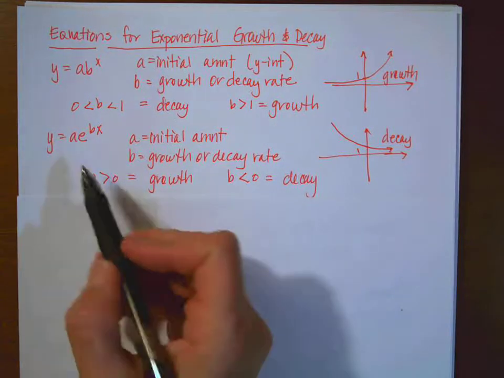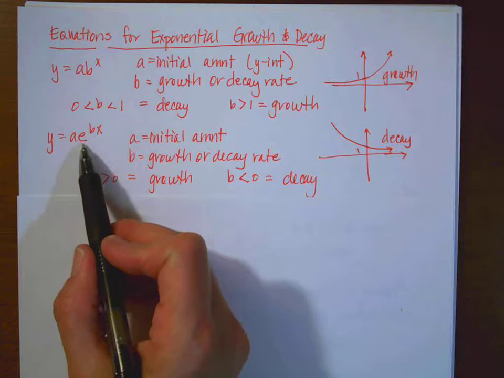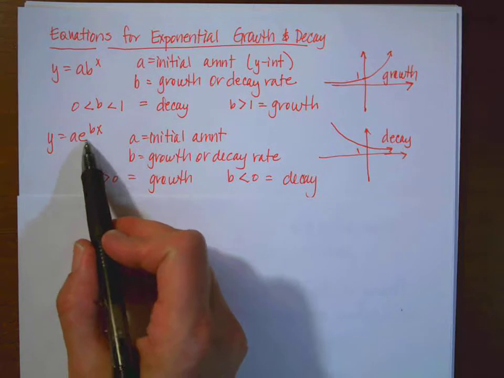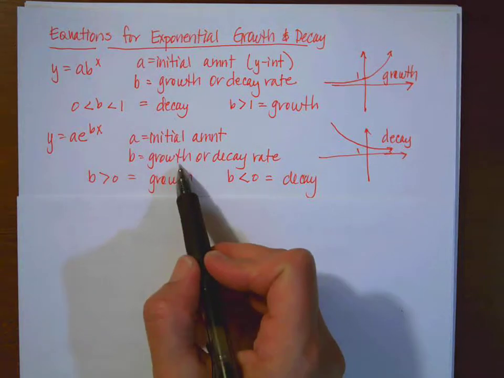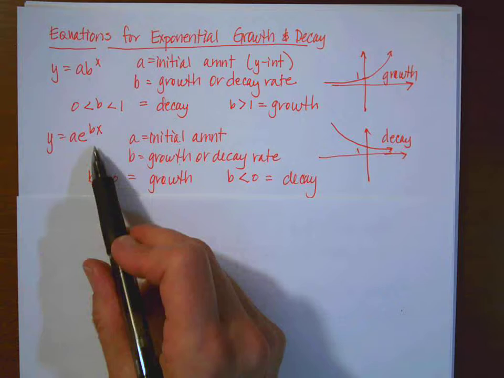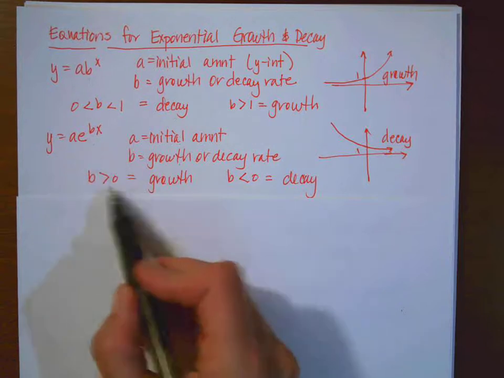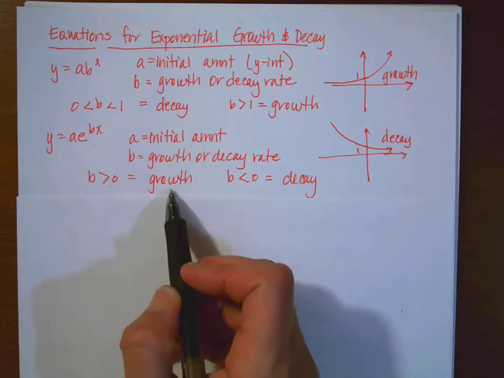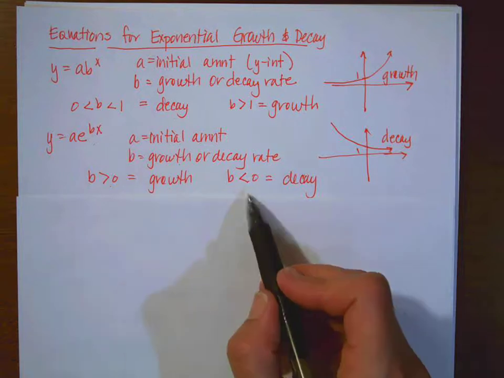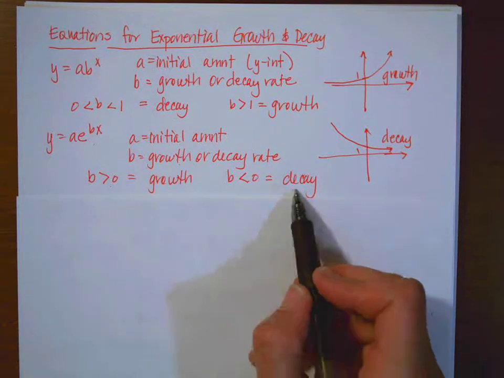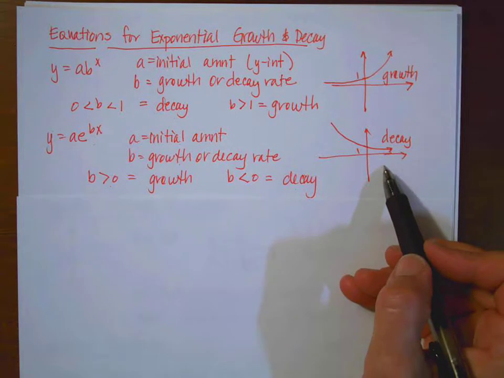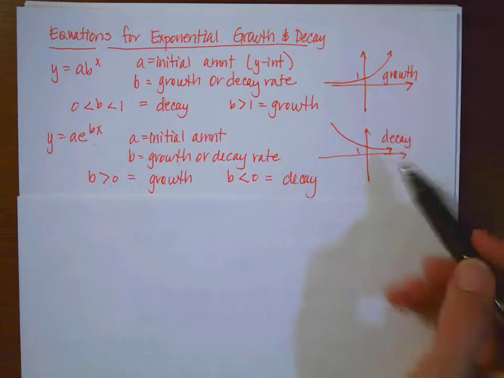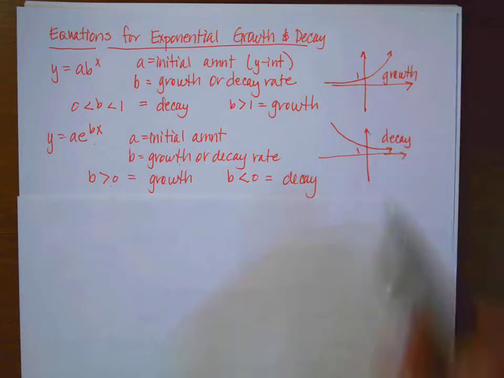Well, giving you the same basic results but using a different base would be y is equal to a e to the bx. A is still your initial amount. B is still your growth or decay rate. But in this particular equation, if b is positive, then it's going to model growth. And if b is negative, then it's going to model decay. And then off on the side, I did draw the graph of exponential decay. It's the same basic graph, except I have an increasing function, I have a decreasing function.